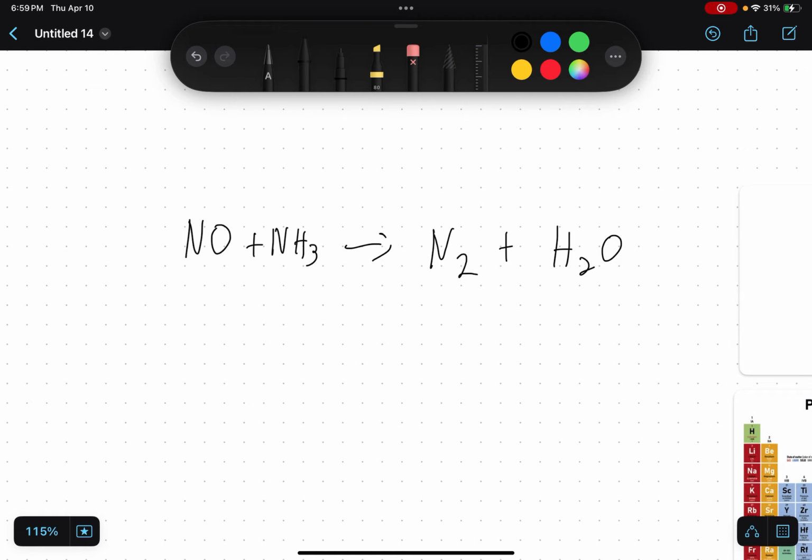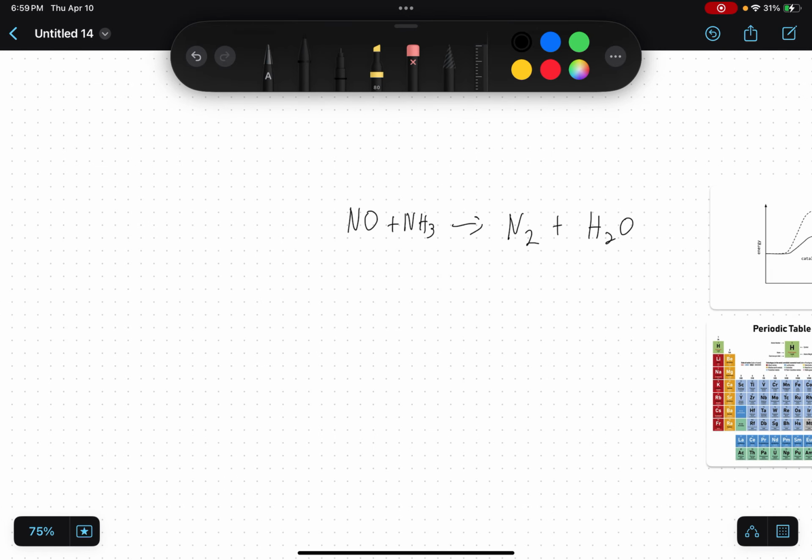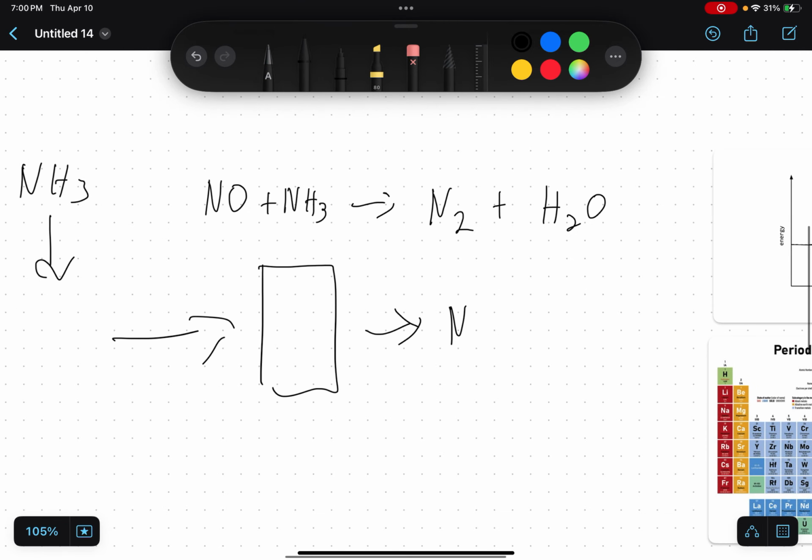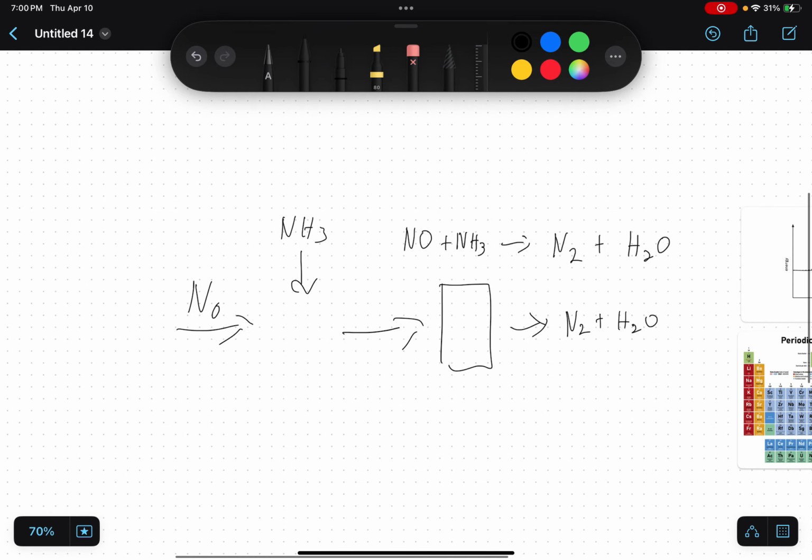Okay, so you got your NO, you inject NH3, and it goes through the catalyst. Let's just draw a box for now. It goes through a catalyst, and it ends up as N2 plus H2O. Cool.